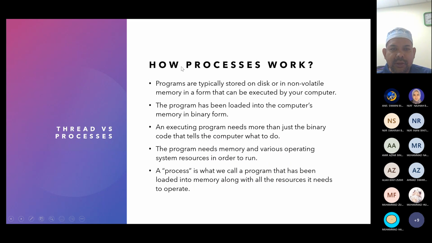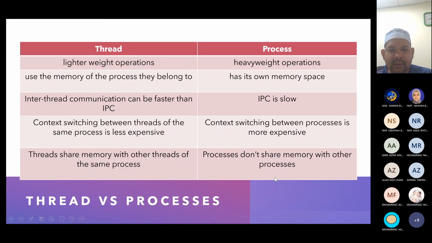So how process work? So programs are typically stored on disk or in non-volatile memory in a form that can be executed by your computer. So the program has been loaded into computer's memory in binary form, and executing a program needs more than just the binary code that tells the computers what to do. The program needs memory and various operating system resources in order to run. So a process is what we call a program that has been loaded into memory along with all the resources it needs to operate.